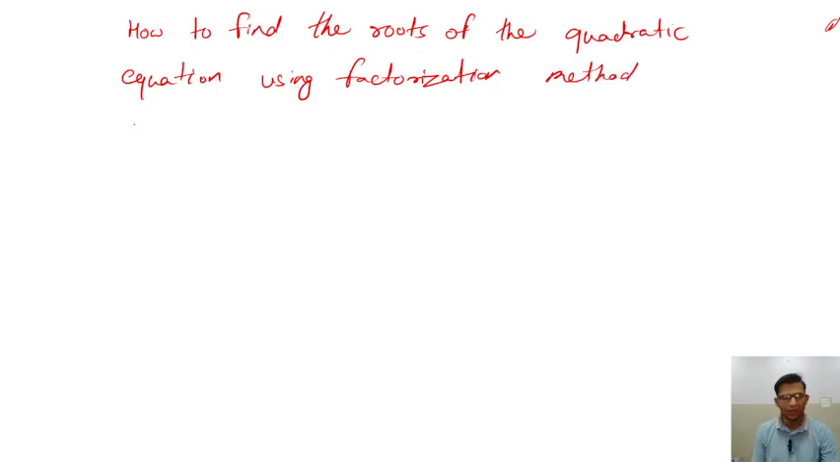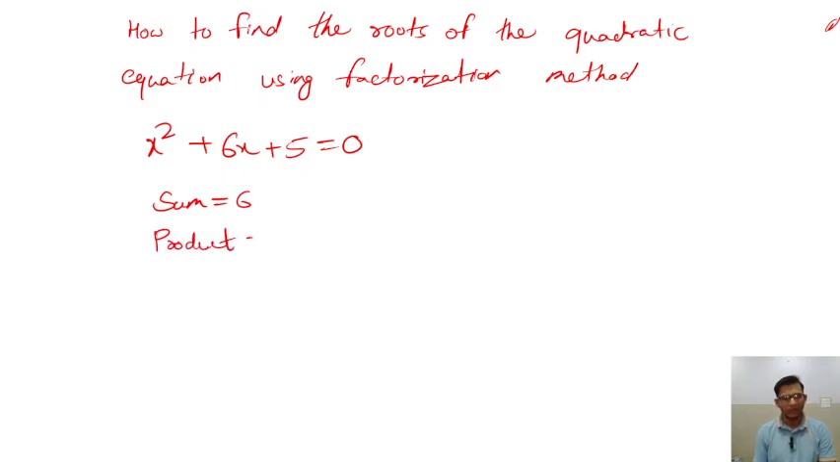Let me take an example. I give you a quadratic equation x square plus 6x plus 5 equal to 0. This is a quadratic equation and you have to solve it using factorization. So what we'll do, the coefficient of x represents the sum. So the sum should be 6 and the product is the constant term 5 and the coefficient of x square which is 1. So the product is 5 into 1.